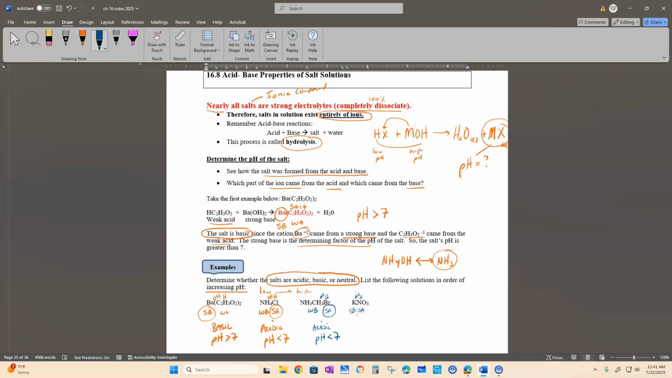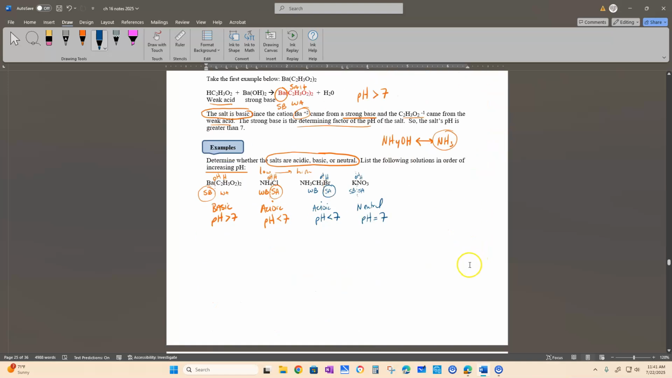Well, what if they're both strong? That means nobody's dominating. That means it's neutral. And then your pH would be 7. Okay? That's how you figure out the pH of a salt.